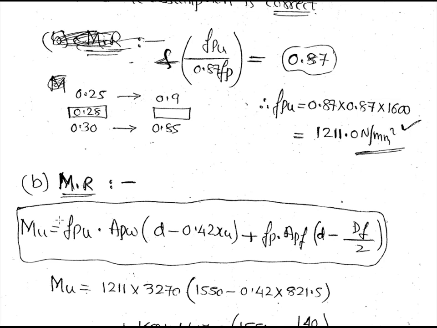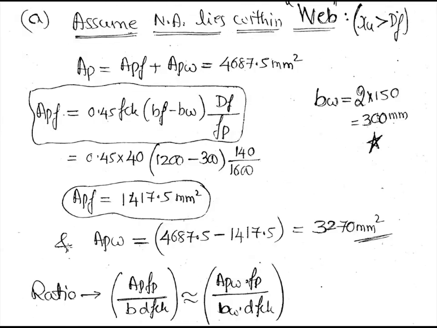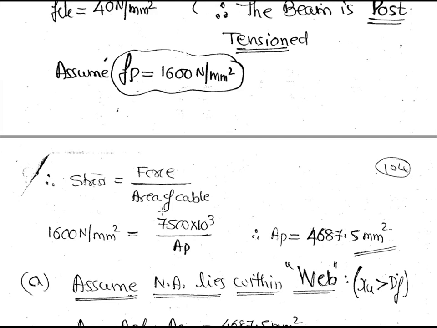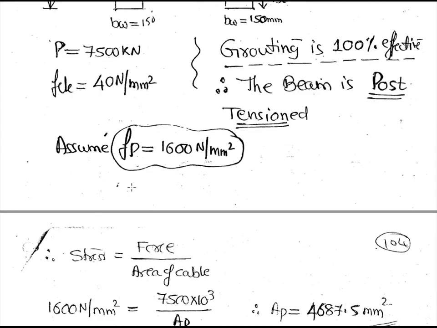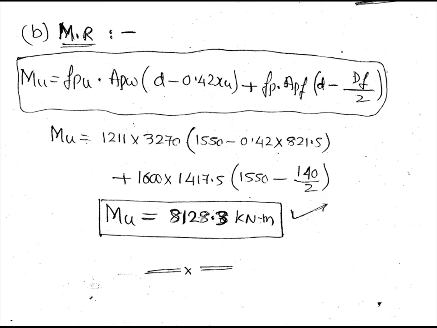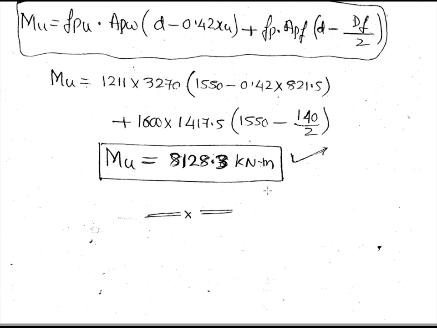In the beginning we had assumed FP value. What is that FP? FP is stress. Stress is equal to force by area formula FP. Here from the table we got the value of FPU. PU ಇಲ್ಲಿ ಸಬ್ಸ್ಟಿಟ್ಯೂಟ್ ಮಾಡೋದು, ಆ ವ್ಯಾಲ್ಯೂನ ಇಲ್ಲಿ ಸಬ್ಸ್ಟಿಟ್ಯೂಟ್ ಮಾಡಬಾರ್ದು, FPU ಮಾಡಬೇಕು. ಓಕೆನಾ? We got the answer as 8128.3 kilonewton meter.